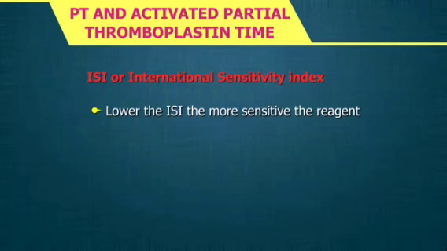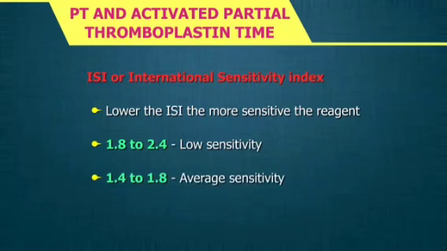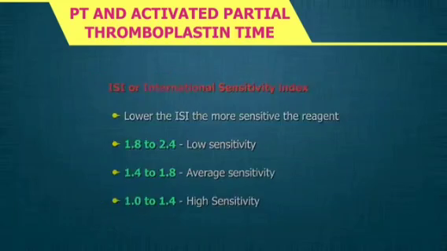The lower the ISI, the more sensitive the reagent. An ISI value of 1.8 to 2.4 has low sensitivity. An ISI value of 1.4 to 1.8 will have average sensitivity. An ISI of 1.0 to 1.4 will have high sensitivity.